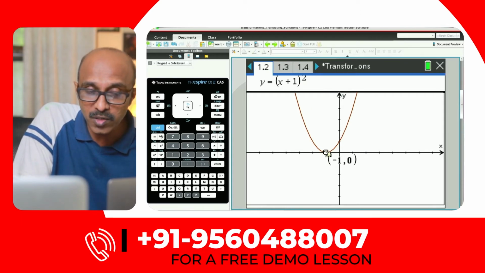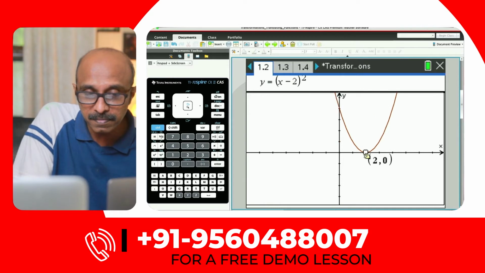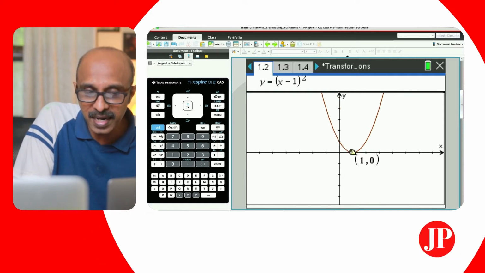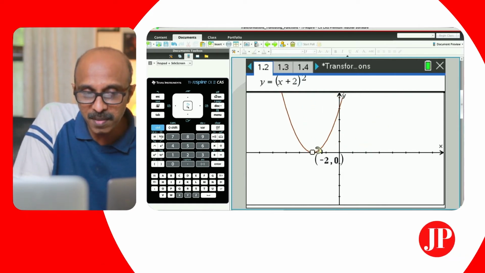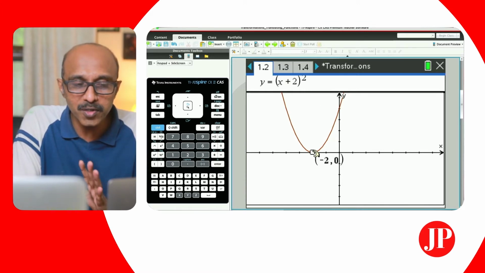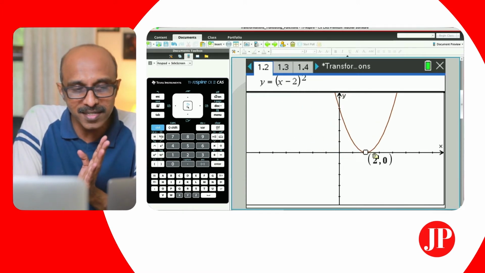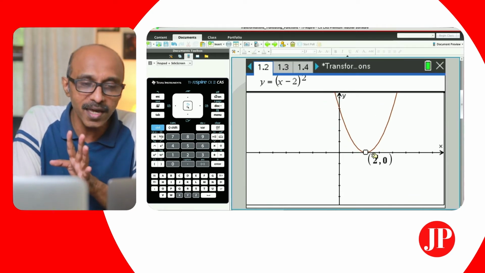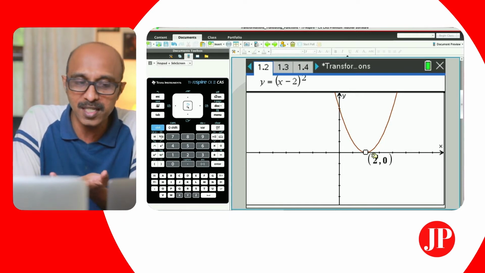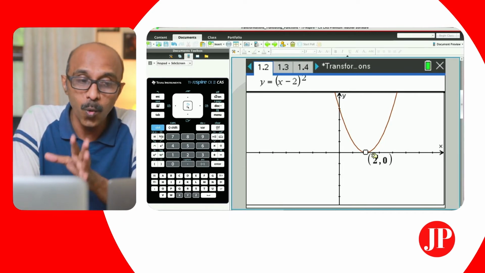The same way, when I go to the right by 2 units, that's 2 comma 0. And here we have x minus 2 the whole square, which means that if I were going left by 2 units, it would become x plus 2 the whole square. And that can sometimes throw students off because, hey, going left is positive, going right is negative. But for now, just hold on to that, as confusing as it might be.